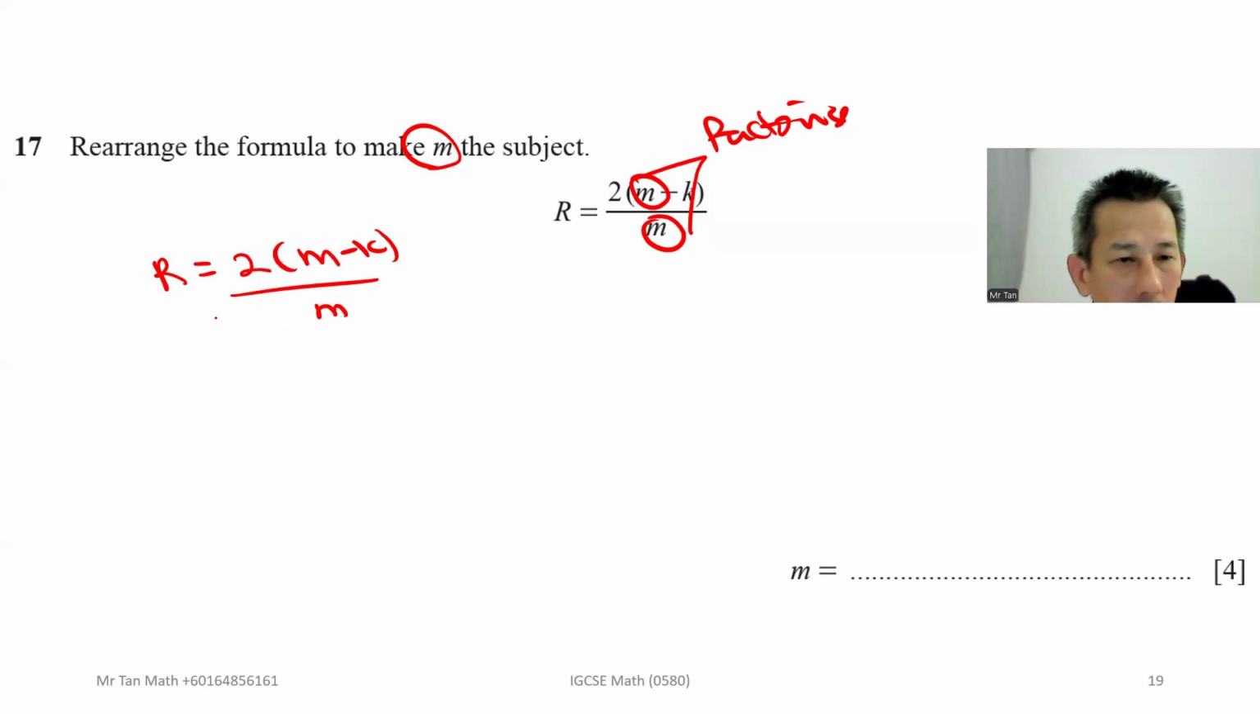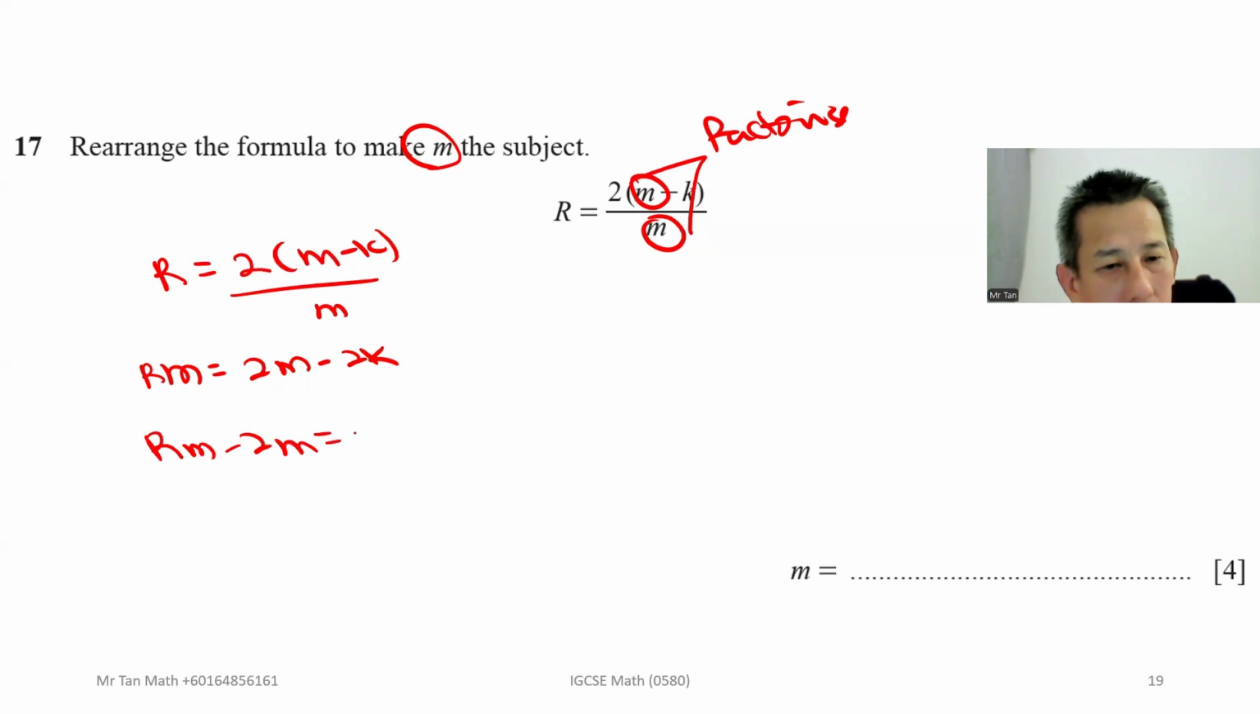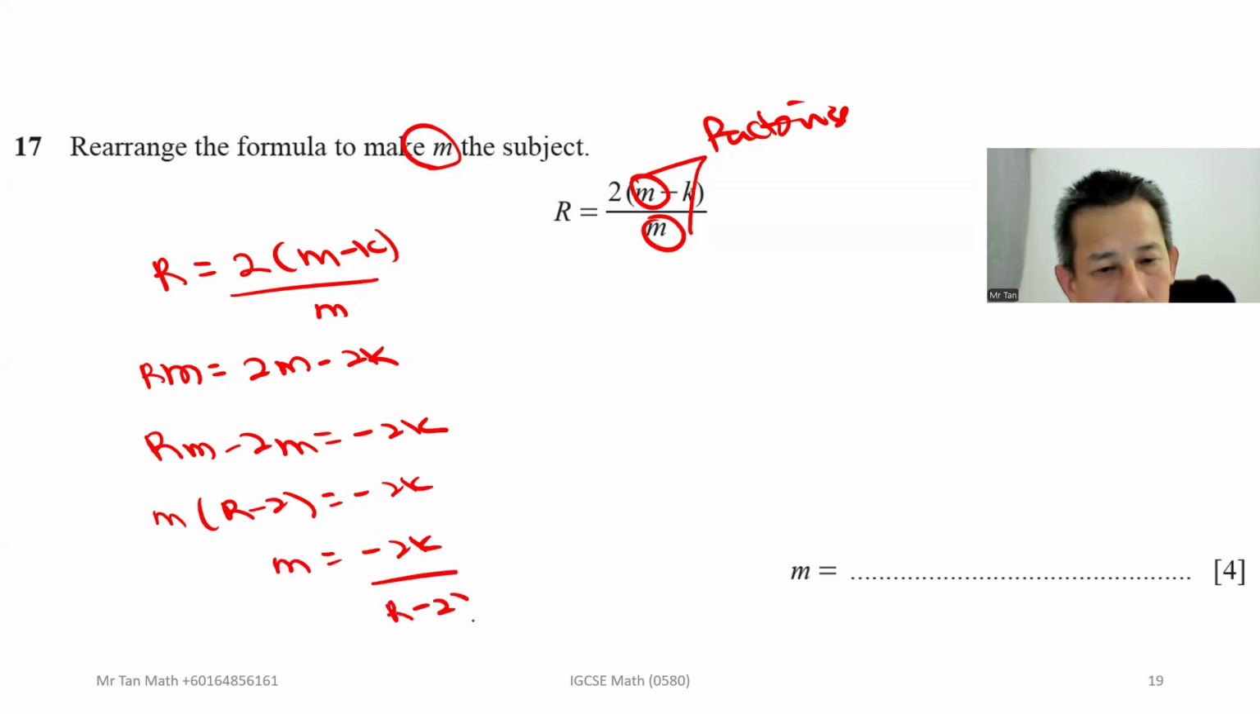Expand, bring m over, you get rm equal to 2m minus 2k. So bring the 2m over, so you get rm minus 2m equal to negative 2k. So you factorize, you get m times r minus 2 equal to negative 2k. So your m equal to negative 2k over r minus 2.